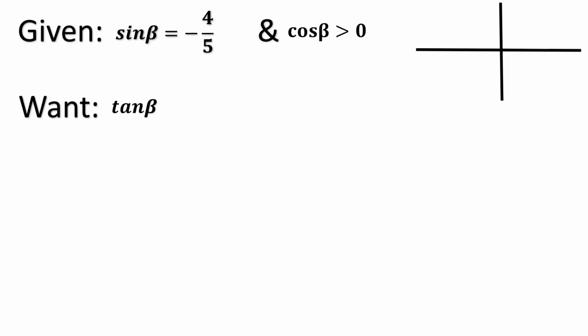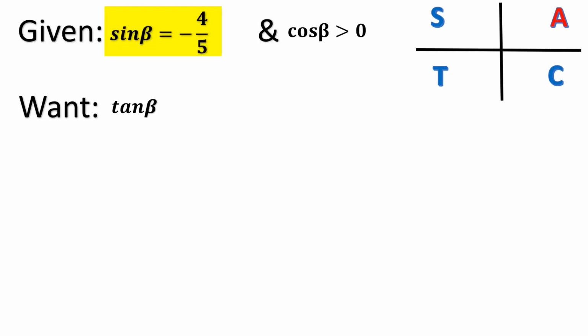Get ready to use trig triangle in our first example. We are given the answer to the trig function sine of beta, and we want the answer to tangent of beta. We will need to build a triangle off the bow tie, so we will use the acronym All Students Take Calculus to decide where to build our triangle.